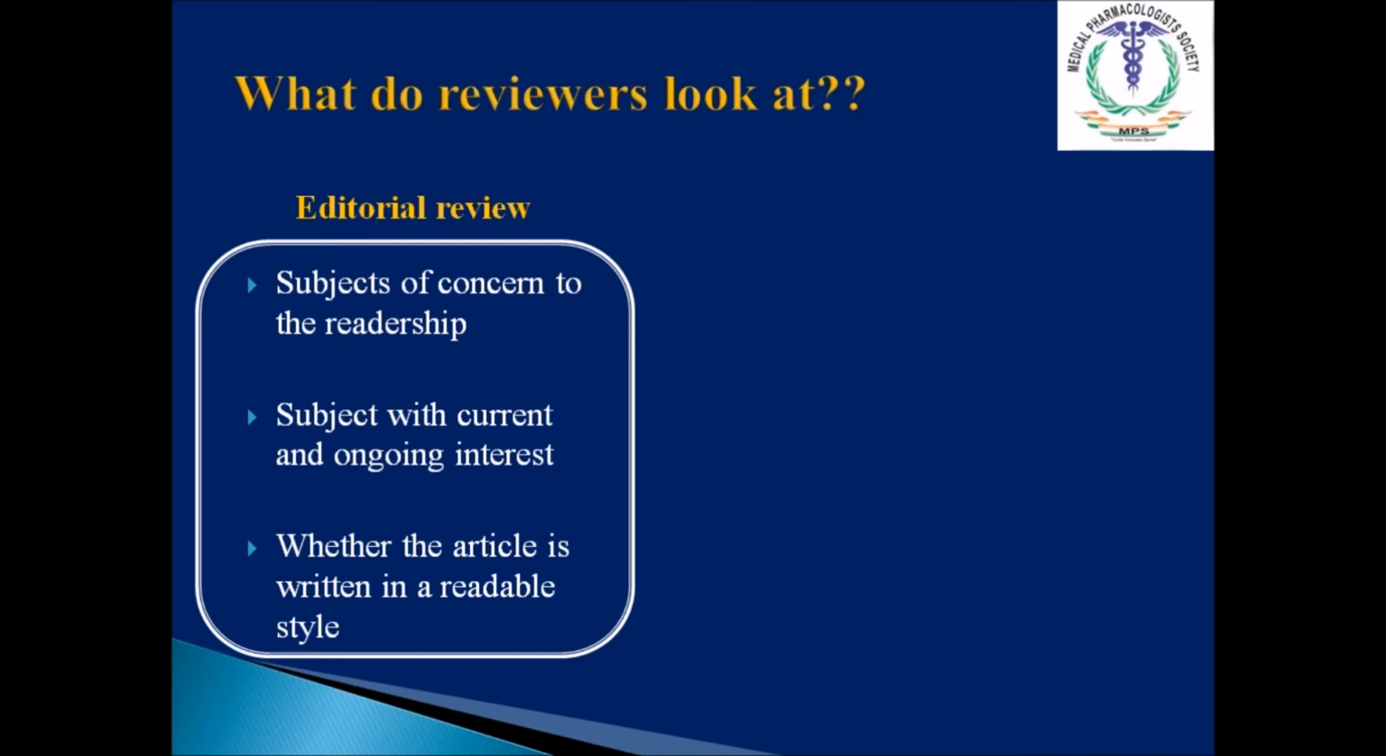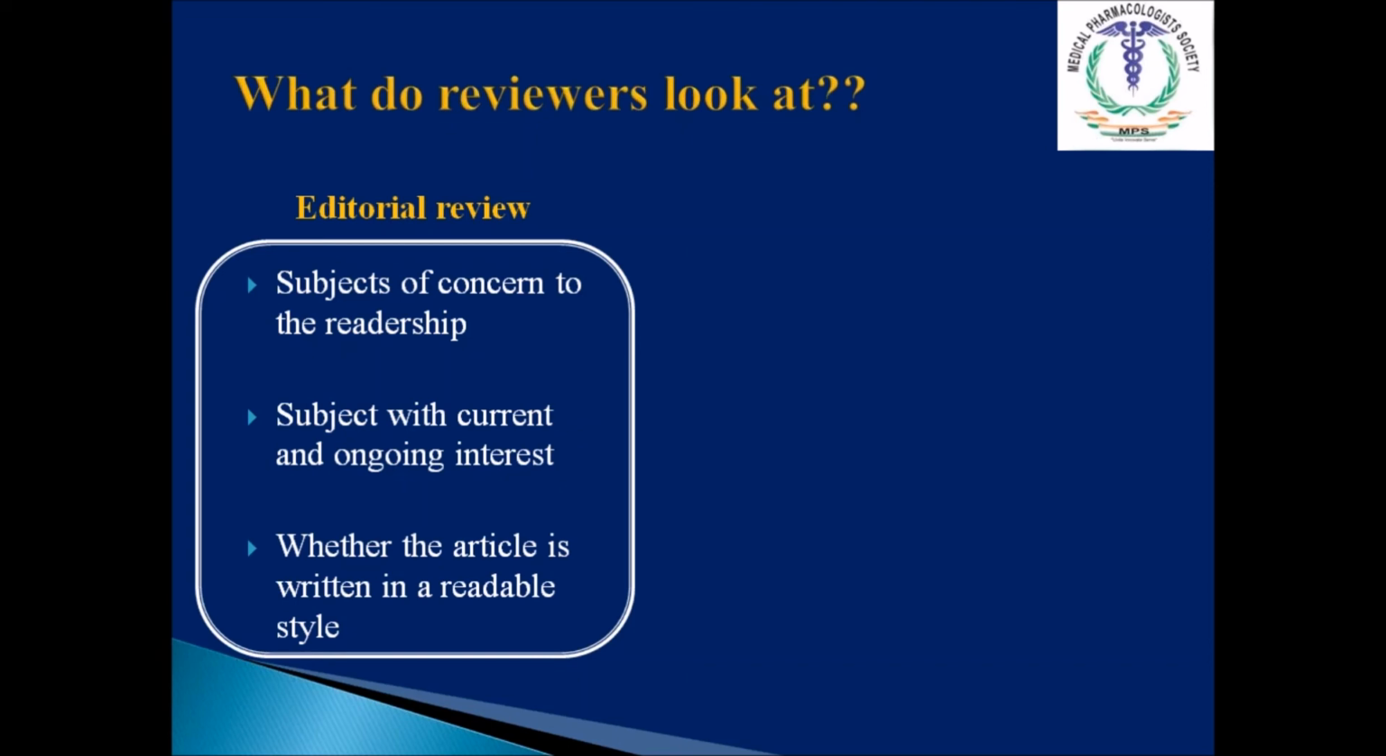Second, a subject with current and ongoing interest. Suppose there is some ongoing interest which is coming up. For example, last month we had that BMJ article, and we submitted our comment and it got immediately accepted because that was the current topic of interest. So if there is a controversial topic and you write a paper or provide a comment on it, there are high chances that your paper might get accepted because that is the area of interest for that particular moment.